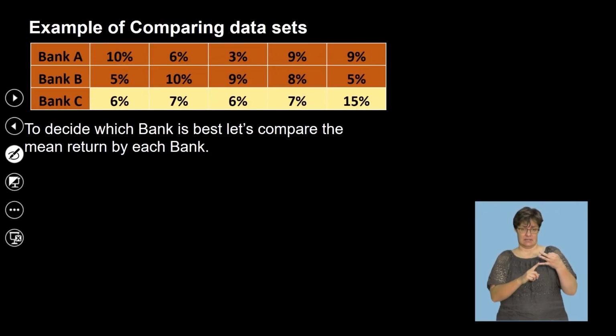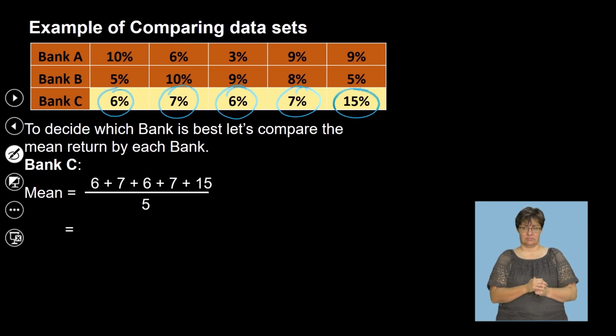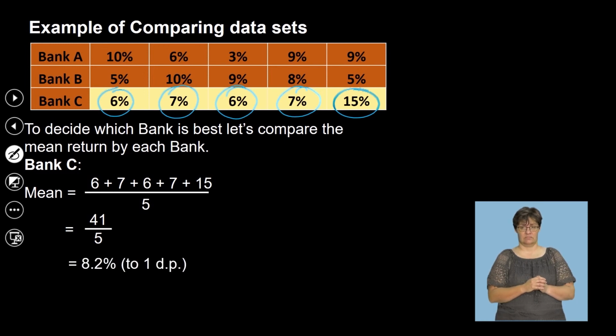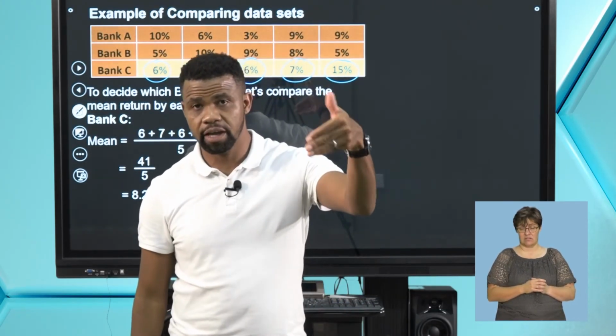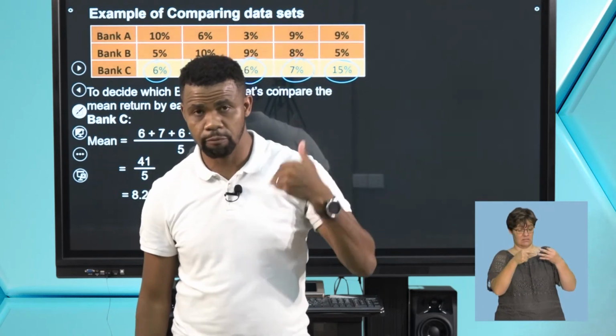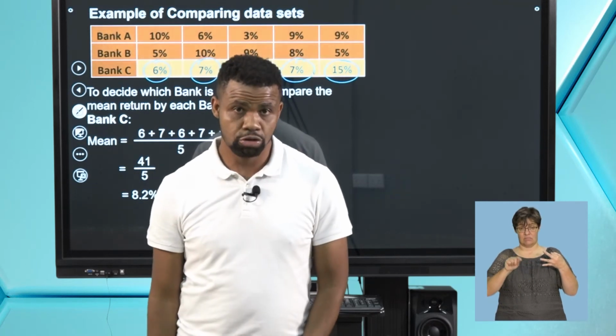Bank C, which is 6 plus 7 plus 6 plus 7 plus 15. If we calculate the mean, if we add everything, it gives us 41. 41 over 5, which is 8.2%. Interesting. The first two banks give us 7.4%, and Bank C gave us 8.2%.